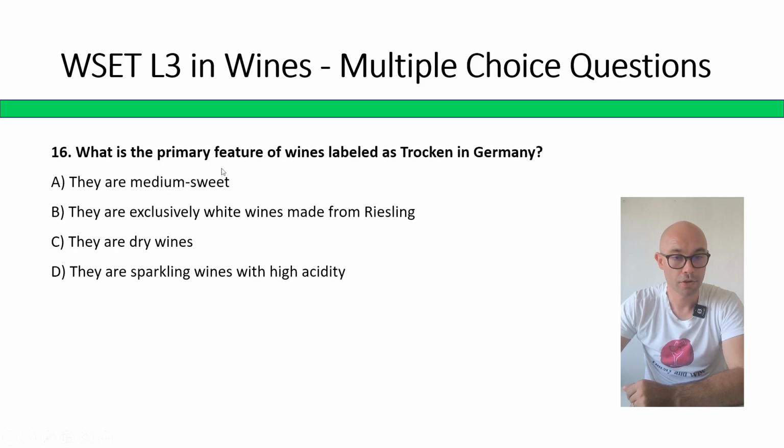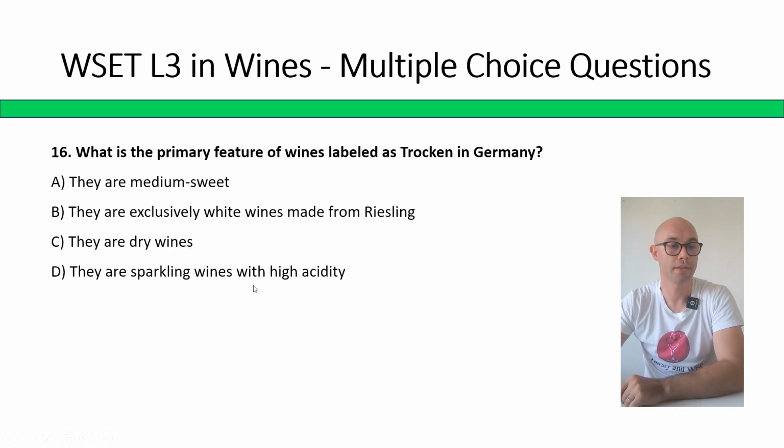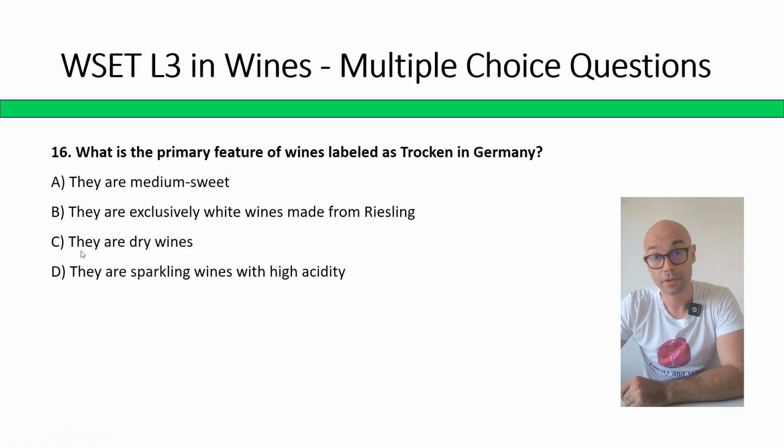What is the primary feature of wines labeled as Trocken in Germany? They're medium sweet, they're exclusively white wines made from Riesling, they're dry wines, they're sparkling wines with high acidity. The correct answer is C, these are dry wines. Trocken means dry in German.